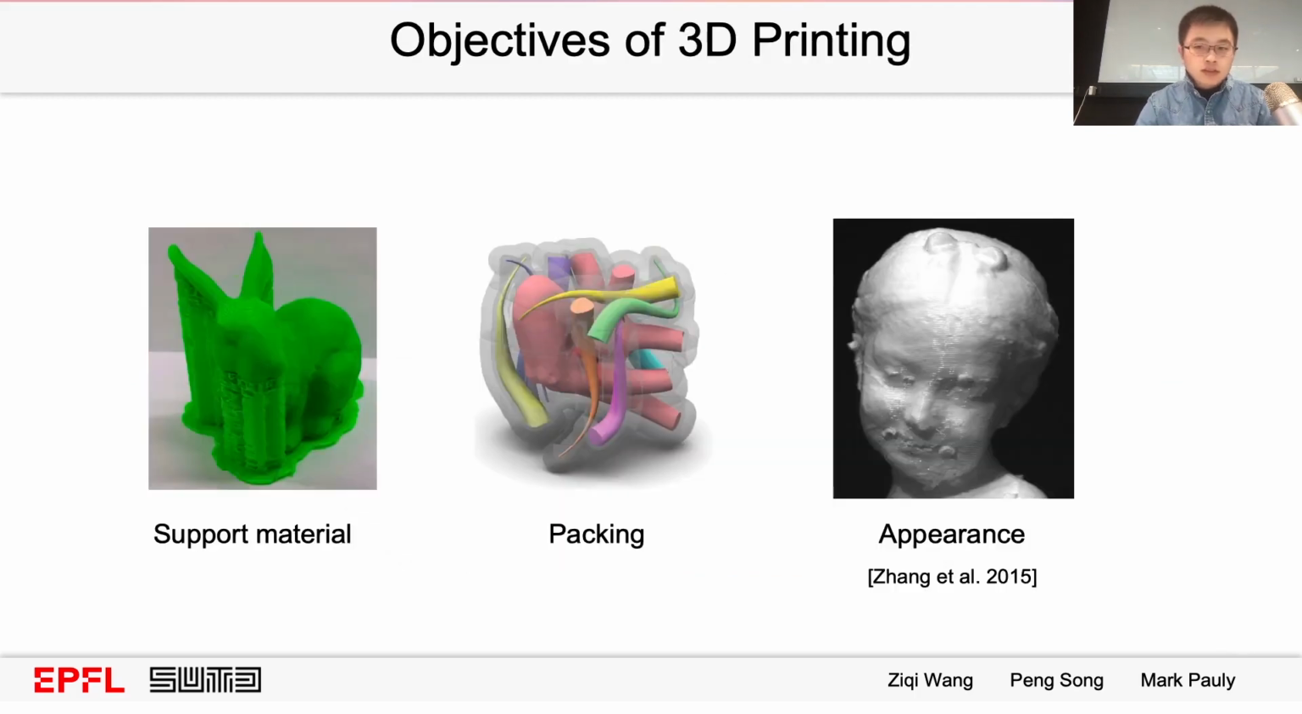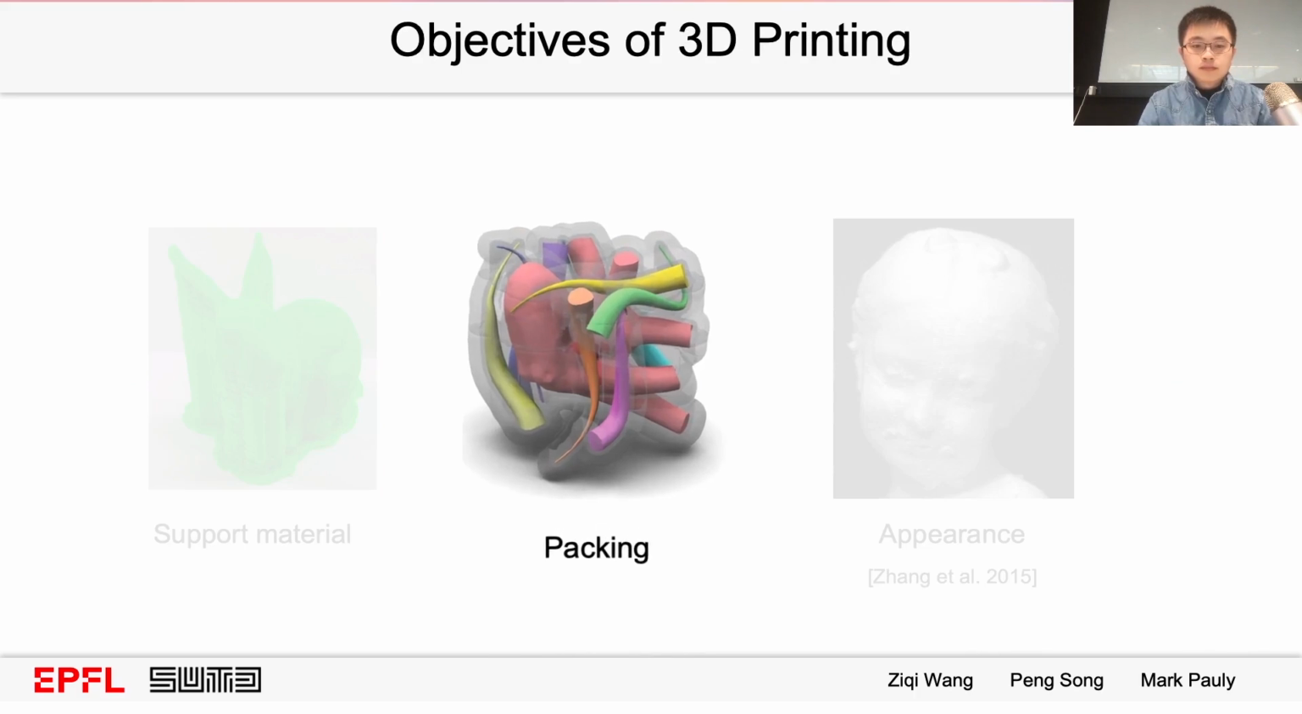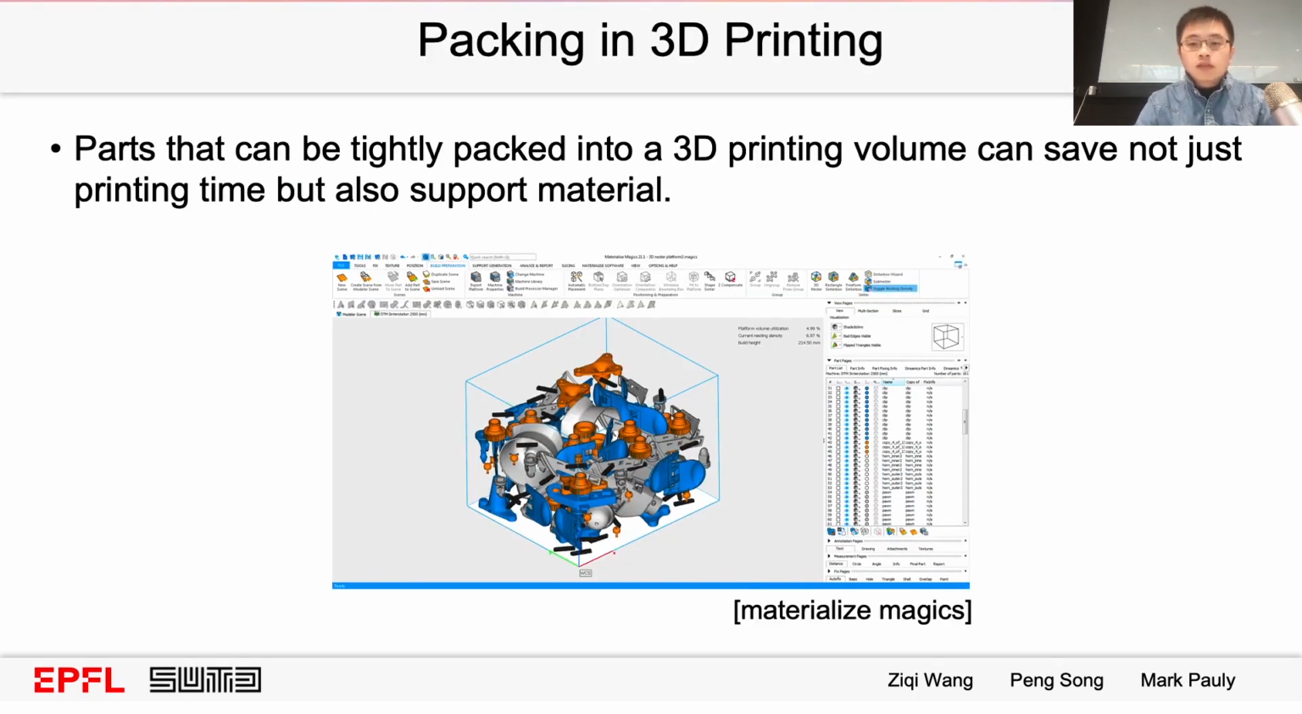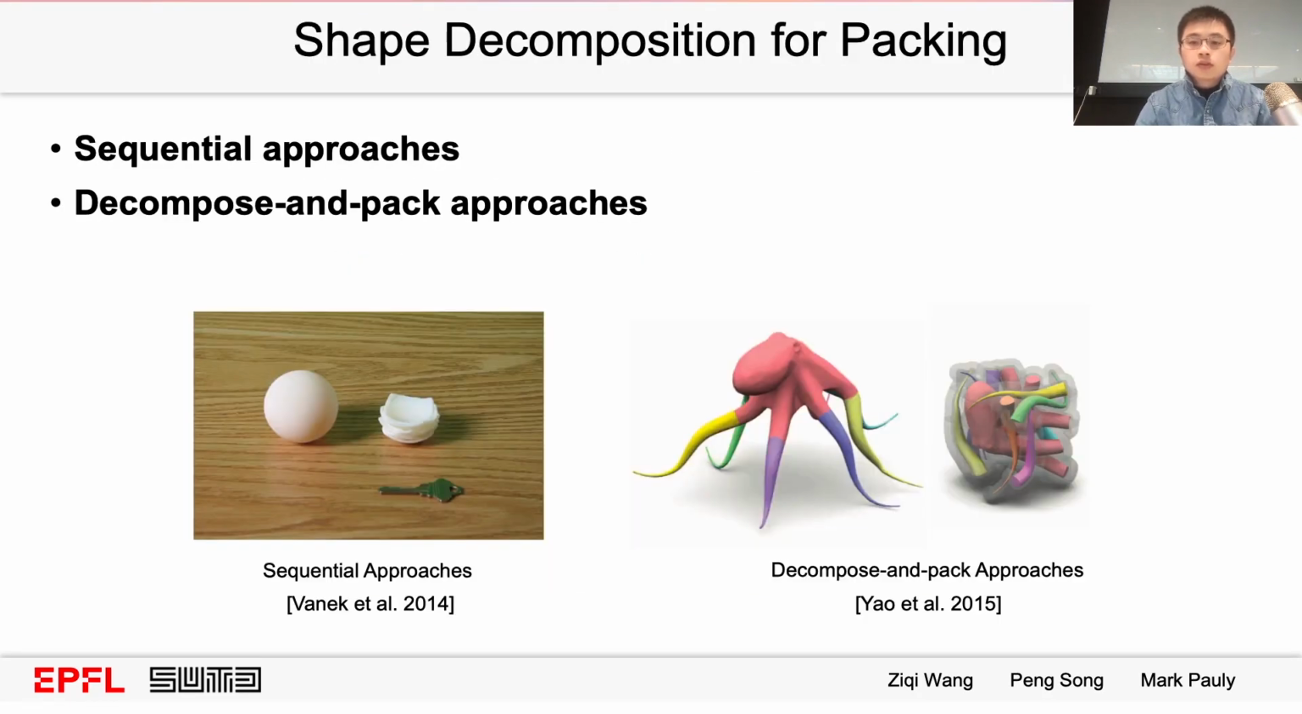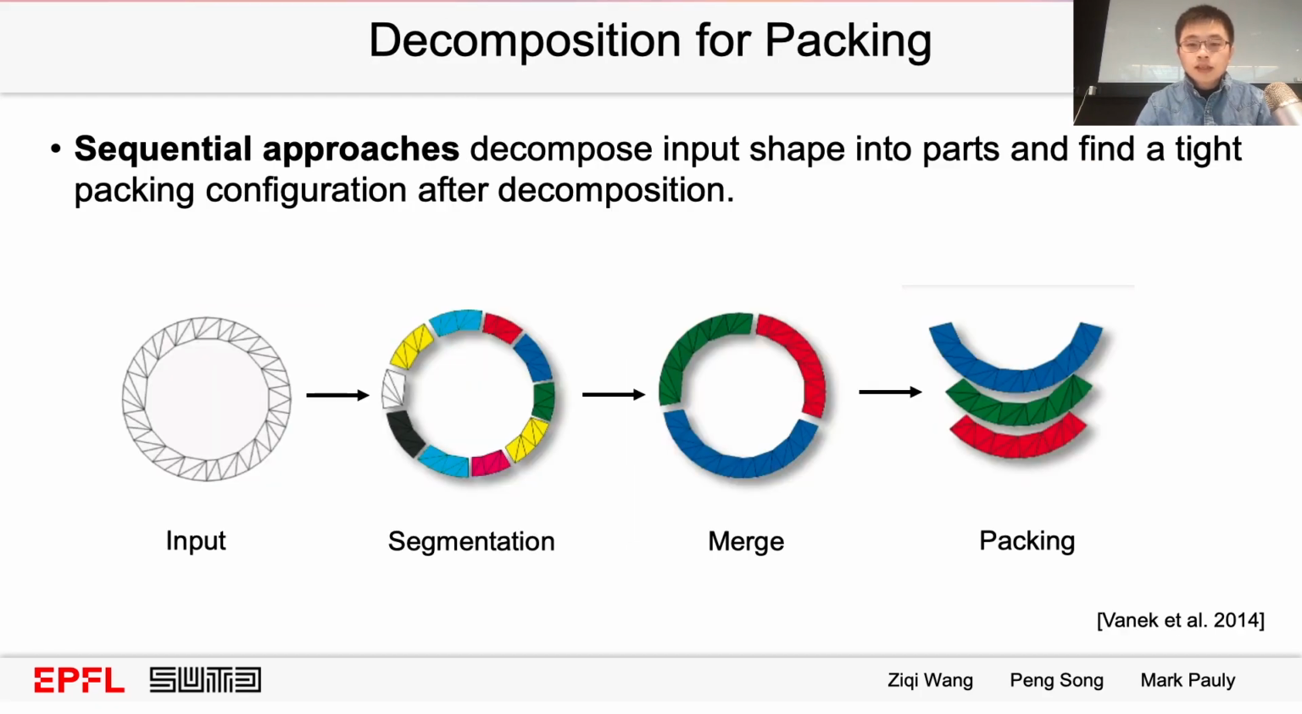The second objective is about packing. Decomposing an oversized input design and packing its parts into a compact form saves storage space and reduces printing time and material cost. The sequential and the decompose-and-pack approaches are two ways to solve the shape decomposition for packing problem. Sequential approaches do shape decomposition followed by parts packing, while heuristics could be applied at the decomposition stage to encourage generating parts that are easy to pack.